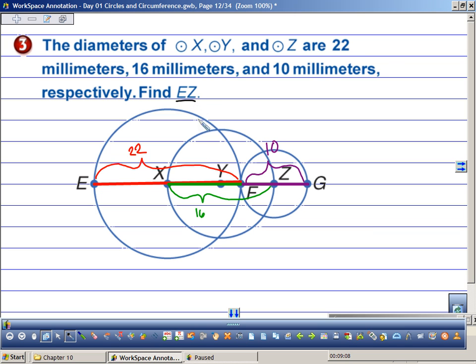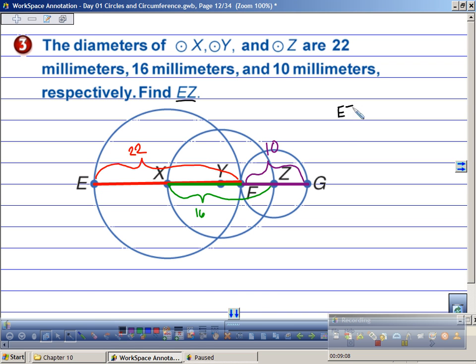It asked me to find EZ, which is easier than you think. You see what I did there? So if I wanted to find EZ, I already know EF, right? EF is 22. So I know EF. I'm just going to have to add FZ to it.